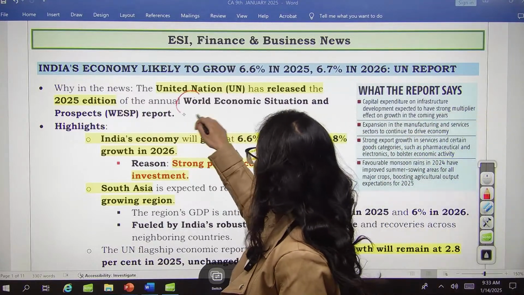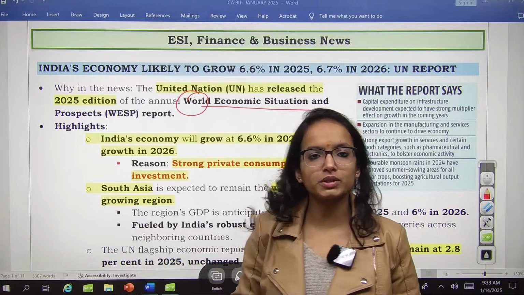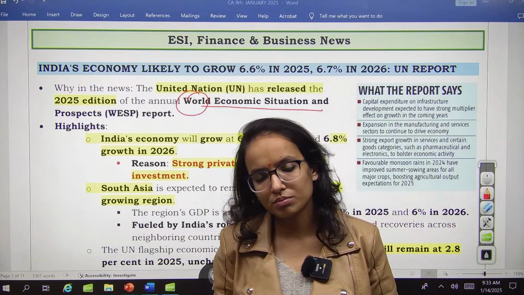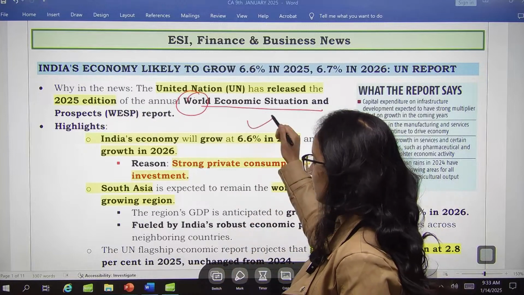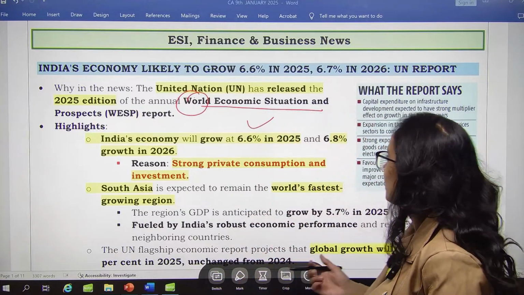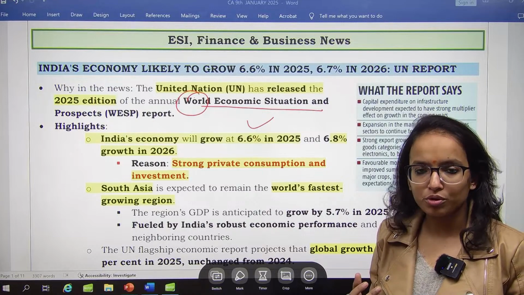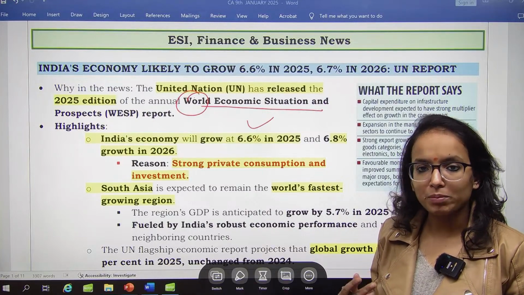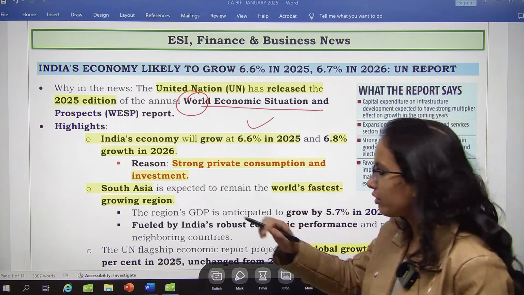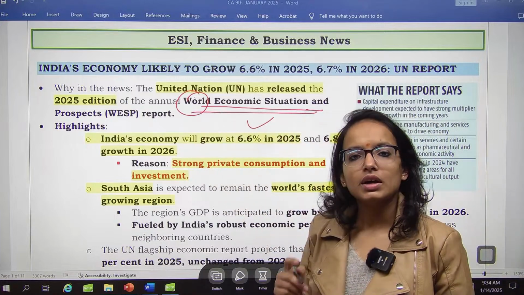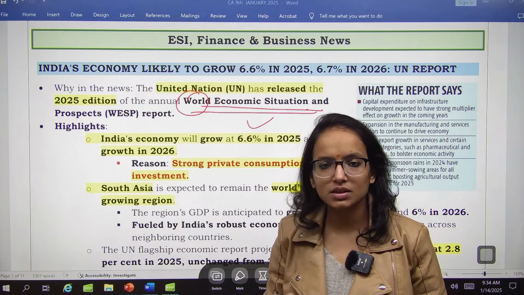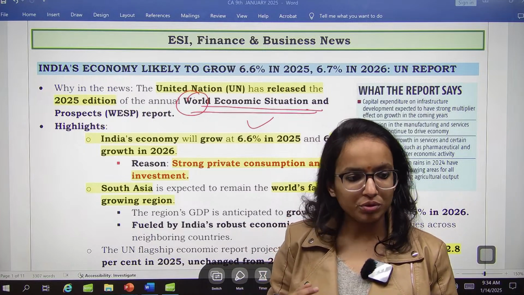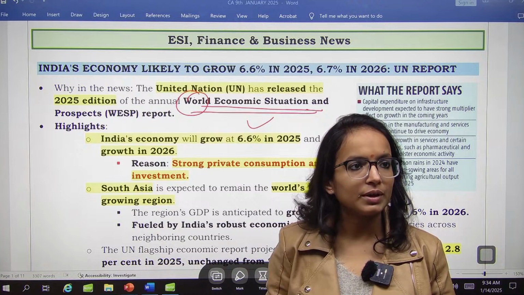If you look at this report, the World Economic Situation and Prospects Report, the first question which should come to your mind is who publishes this report. You should remember who publishes this: the United Nations. First question from this. Next thing, the 2025 edition is out, so certain highlights and growth projections are there. You need to remember the growth projections.